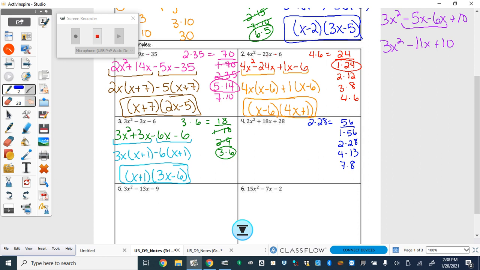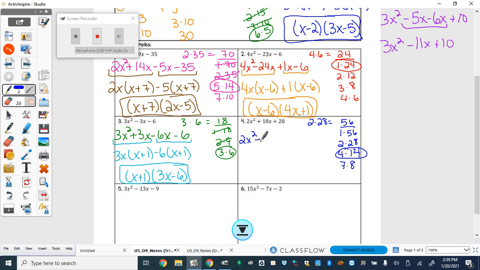We want 2 that are going to add up to give us an 18, which none of those do. So Mrs. Pelkey made a mistake. That should be a 14. 4 times 14. Now we have them right there. 4 times 14, that's going to give me my 18.